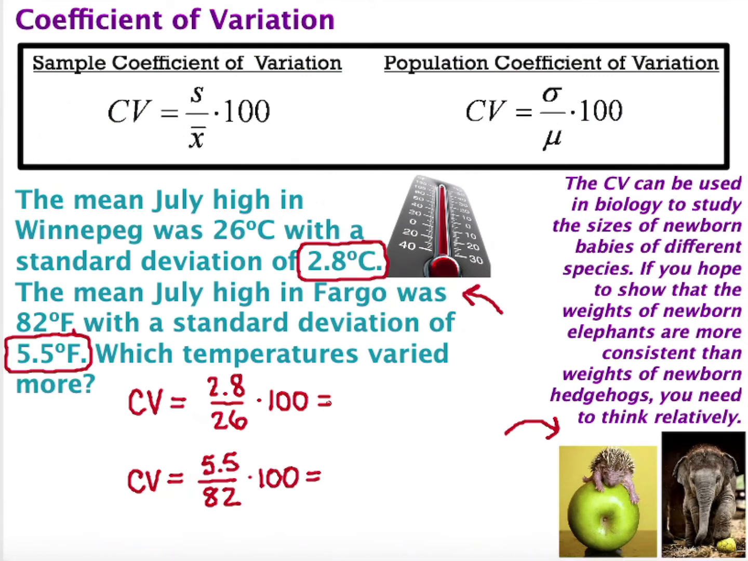So for Winnipeg, that comes out to, I'll say, 10.8% coefficient of variation, and for Fargo, 6.7%. So it turns out, if we were all measuring in the same scale, it would have been Winnipeg that had the higher variation, temperatures that varied more. So again, coefficient of variation is just a way of looking at standard deviation for two different sets that aren't measuring in quite the same way.